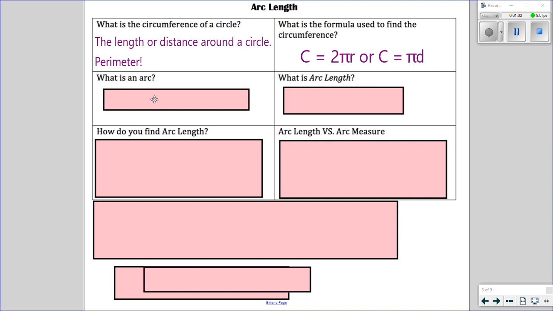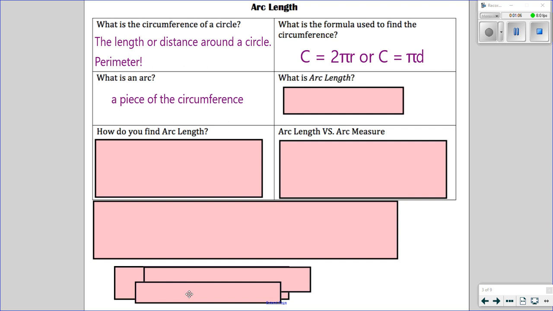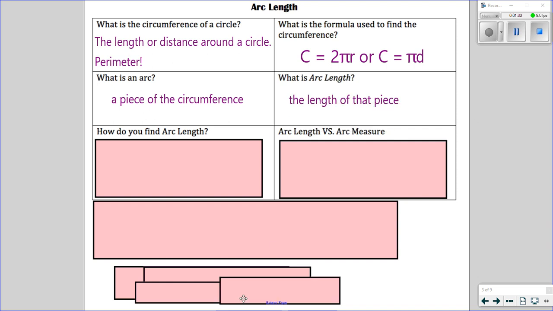What is an arc? An arc is a piece of the circumference. When you take a piece, almost like if you take a slice of pizza out of a pie, the arc that is created from that slice is a piece of the circumference of the pizza. So what is an arc length? If we know that the arc is a piece of a circumference, the arc length is the length of that piece.